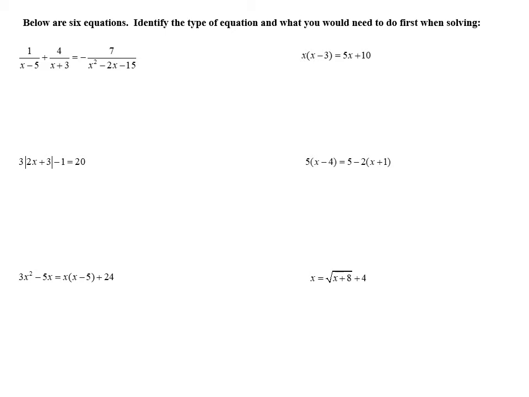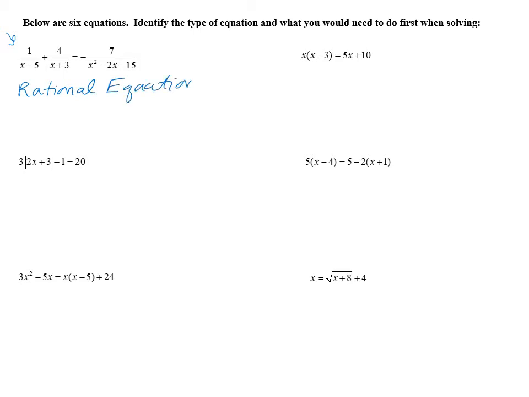We're going to start with the one in the upper left-hand corner and then proceed down. So first I have 1 over x minus 5 plus 4 over x plus 3 equals negative 7 over x squared minus 2x minus 15. Notice I said over a lot because these are a bunch of fractions. And so this equation is a rational equation because it consists of fractions.